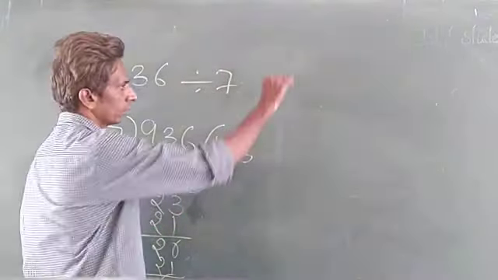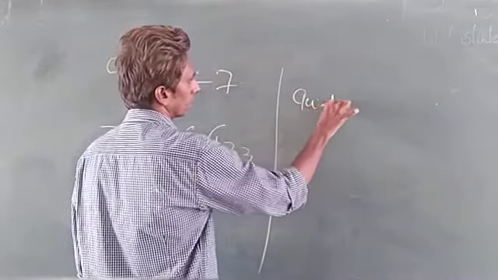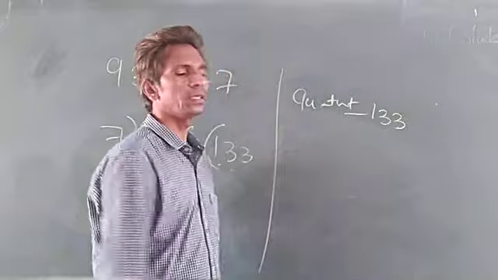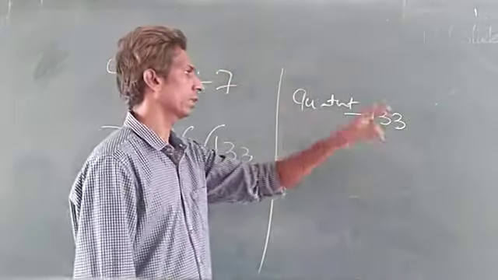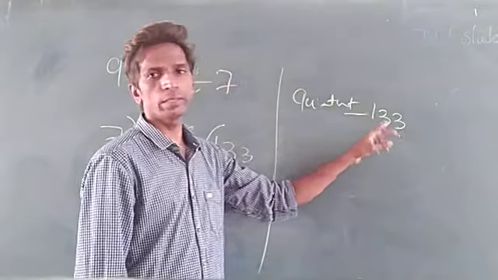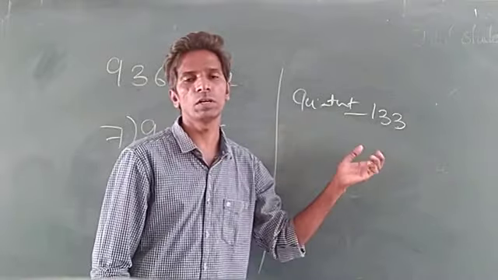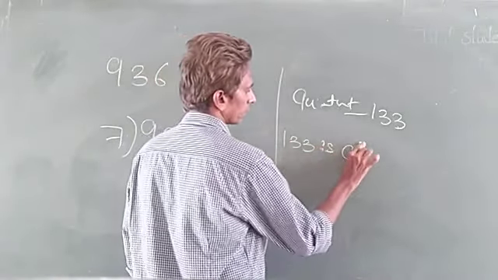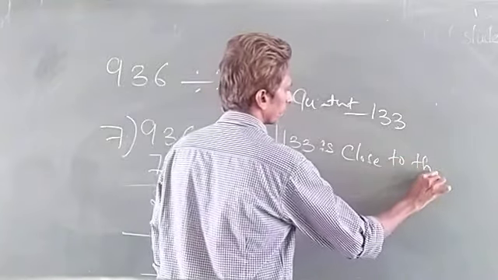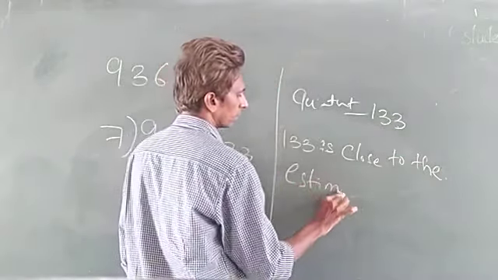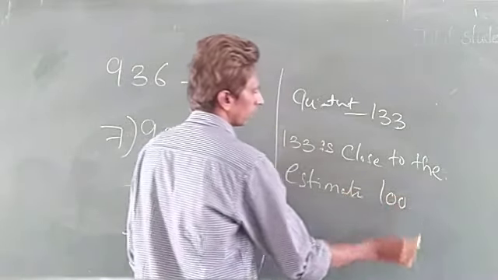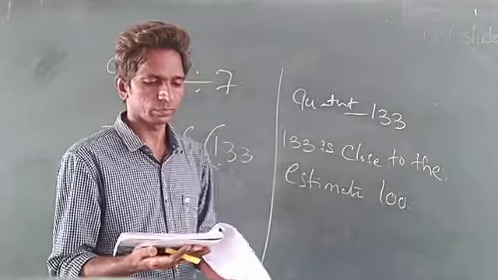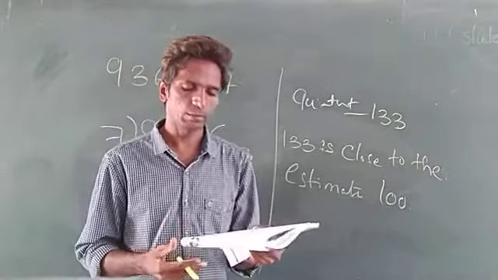You want only the coefficient. So what is the coefficient? 133. Okay, now 133 came. What is the nearest value for thousands? Okay, not thousands, it is hundreds. So after the one, what is the number? 3. So 3 is below 5, so you want to write down the closer number, 100 will come. 133 is close to the estimate value of 100. So like that you want to do.